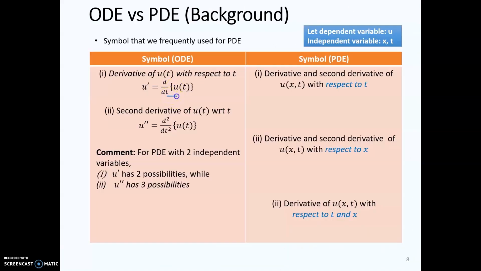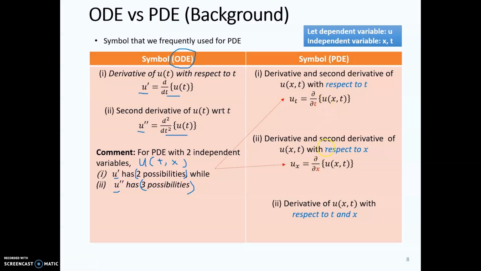In this case, you have first derivative of u with respect to t and second derivative of u with respect to t. And in the ODE, we can simplify this term into u prime and u double prime. You need to be careful if the dependent variable u is a function that consists of two independent variables. Let's say you have t and x as the independent variable. So in this case, u prime will have two possibilities and u double prime has three possibilities.